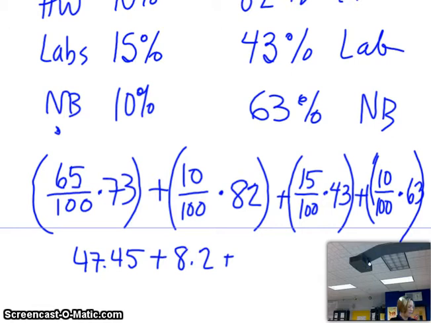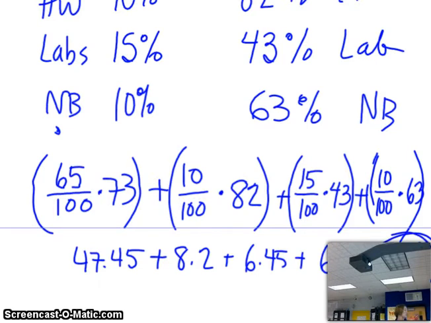And 0.15 times 43 gives me 6.45. And 0.1 times 63 gives me 6.3. So if we add up all these values, 47.45 plus 8.2 plus 6.45 plus 6.3, we get this student's average in chemistry to be a 68%.